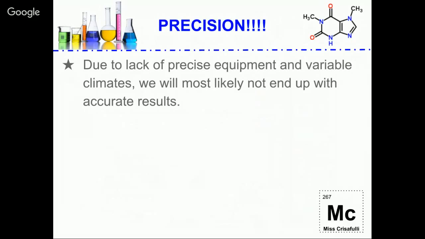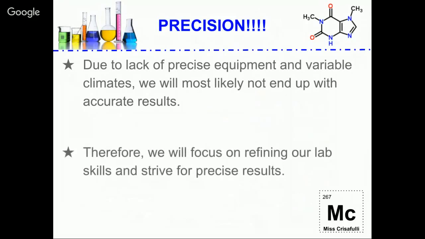We're still learning. We're going to make mistakes, lose things somewhere. So the biggest thing that we want to do is minimize those mistakes and make sure that all of our numbers are very precise and very close to each other. So we are going to focus on refining our lab skills and strive for precise results, all of our numbers being as close together as possible.